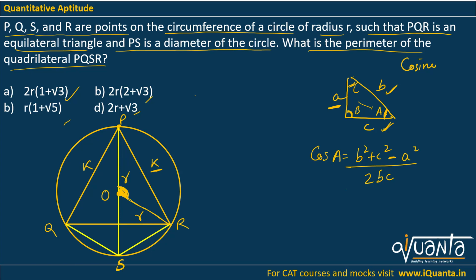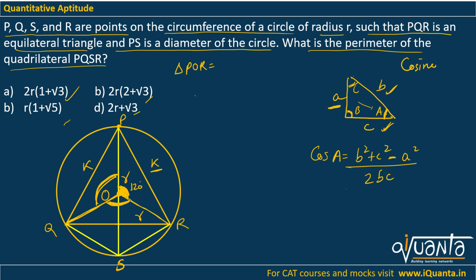I can use it in triangle POR over here. See, this is a symmetrical figure, so I can say that if I join OQ, then angle POQ will be equal to angle QOR will be equal to angle POR. All of them will be equal to 120 degrees, because the whole circular angle is 360 degrees. So 1/3 of it, 120, will be the measure of POR.